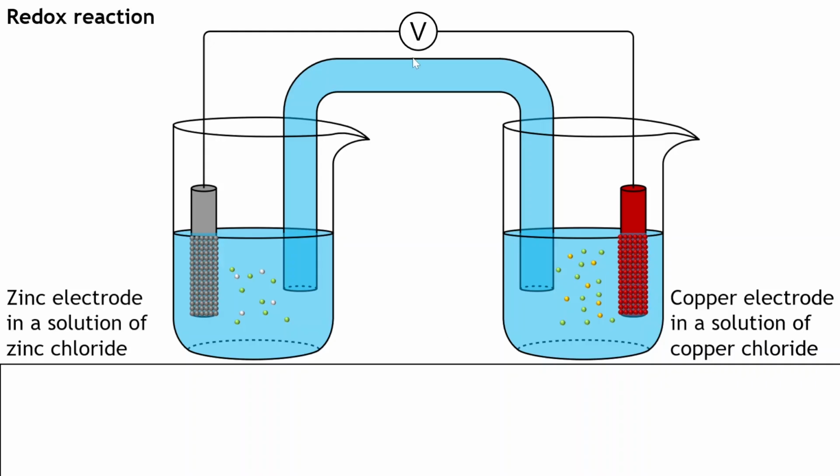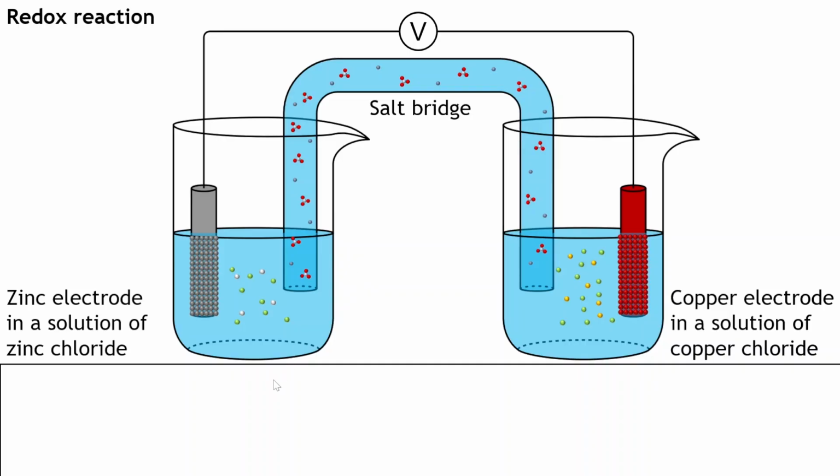Furthermore, we see a salt bridge, which is an inverted U-tube filled with a sodium nitrate solution. The solution is made into a gel so that the solution won't flow out of the U-tube once it's turned upside down. As in a normal redox reaction, the strongest reducing agent would react with the strongest oxidizing agent.